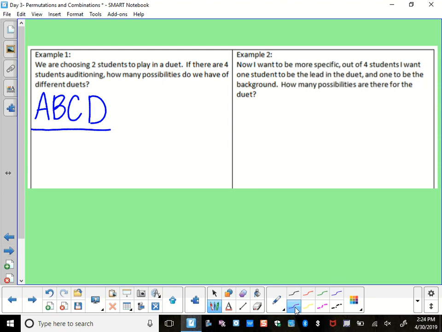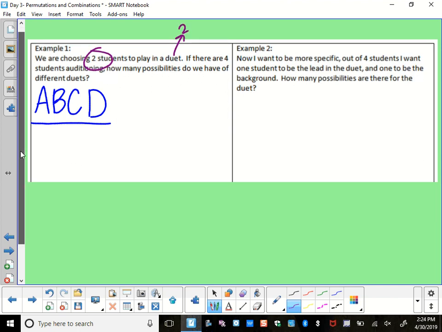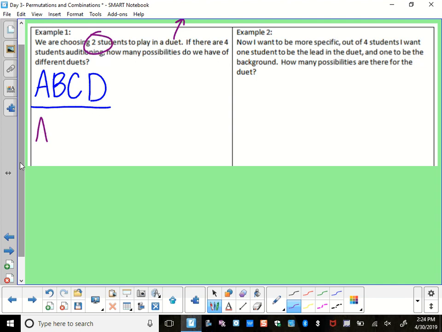We are choosing 2 students to play in a duet. We all know a duet is how many people? 2. Alright, good. So that means that I could have Alice and Ben. They could be partners for the duet. Make sure you write this down. Alice could also be with Kat. And Alice could be with Dawn. Ben could be with Alice. We already have AB, right? We don't have to write that again. So Ben could be with Kat. And Ben could be with Dawn.